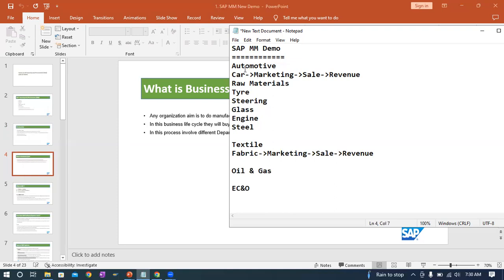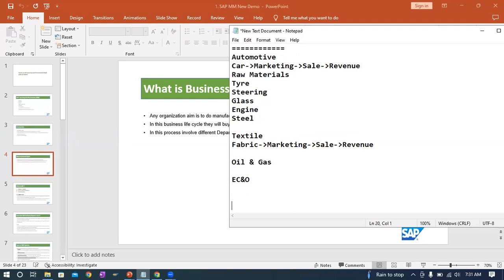So this is the life cycle of any organization. They will buy the raw materials, produce the car, do the marketing, sell, earn revenue, and ultimately get the profit. This is the business cycle they will follow to produce any type of car. Those are all called raw materials.